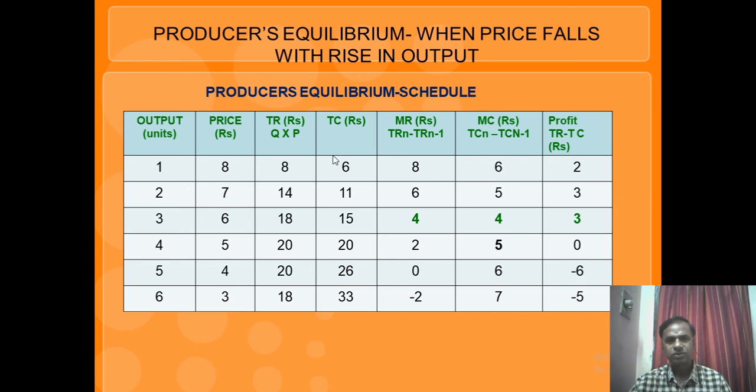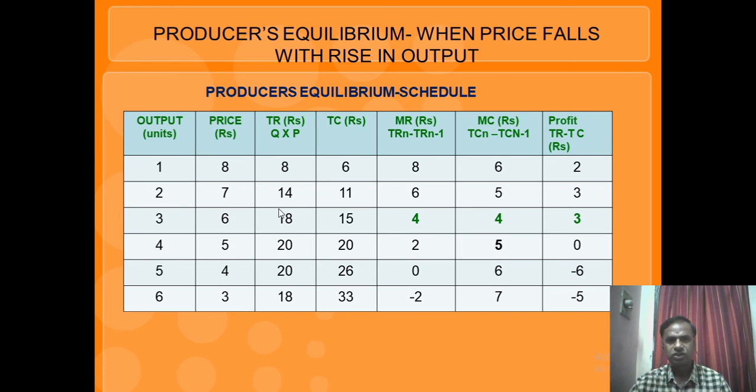Likewise, MC is calculated from TC. 6, 11 minus 6, 5, 15 minus 11, 4, 20 minus 15, 5. Likewise, we calculate MC. So profit is TR minus TC. 8 minus 6, 2, 14 minus 11, 3, 18 minus 15, 3, 20 minus 20, 0, 20 minus 26, minus 6. Profit reduces.